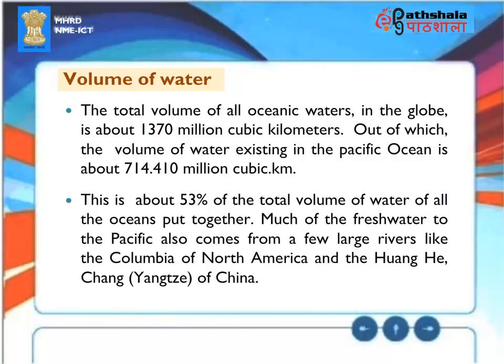Volume of water. The total volume of all oceanic waters in the globe is about 1,370 million cubic kilometers, out of which the volume of water in the Pacific Ocean is about 714.410 million cubic kilometers. This is about 53% of the total volume of water of all the oceans put together. Much of the fresh water to the Pacific also comes from a few large rivers like the Columbia of North America and the Huanghe and Chang, Yangtze of China.